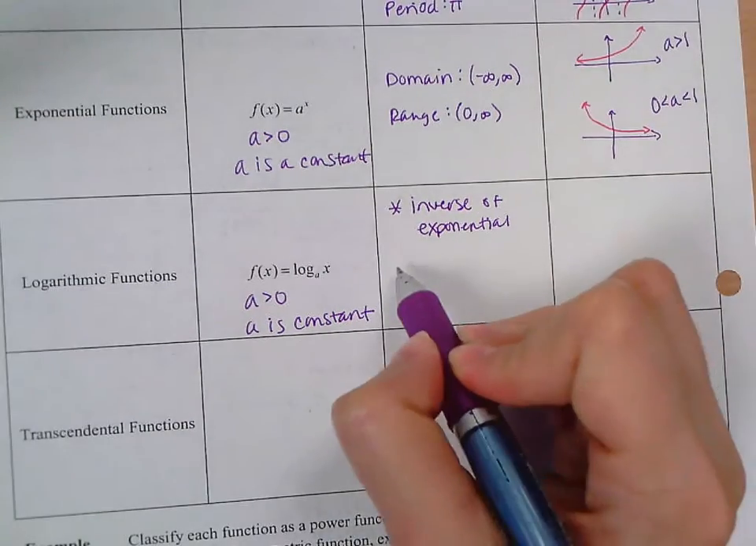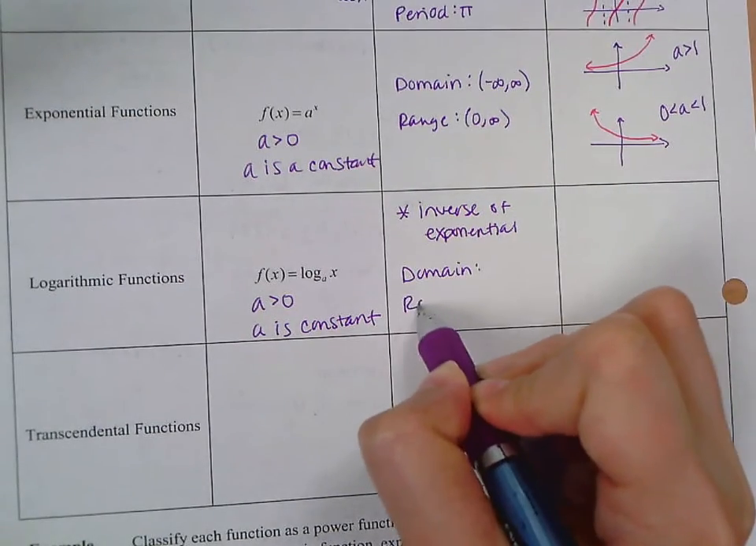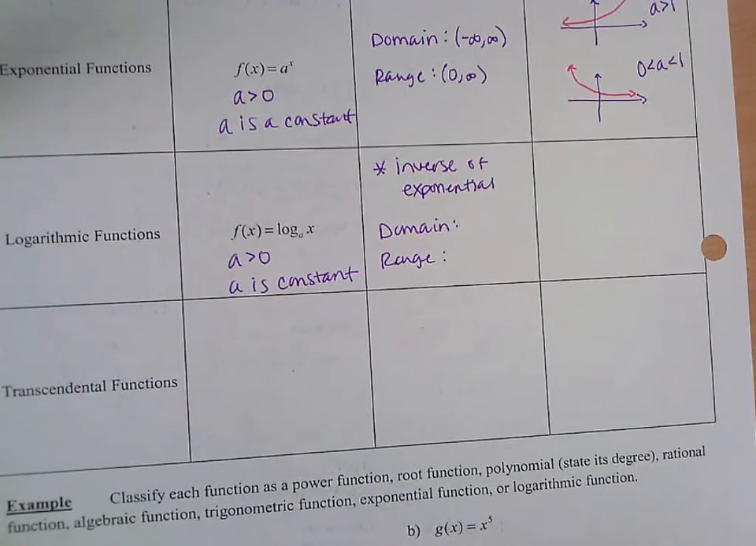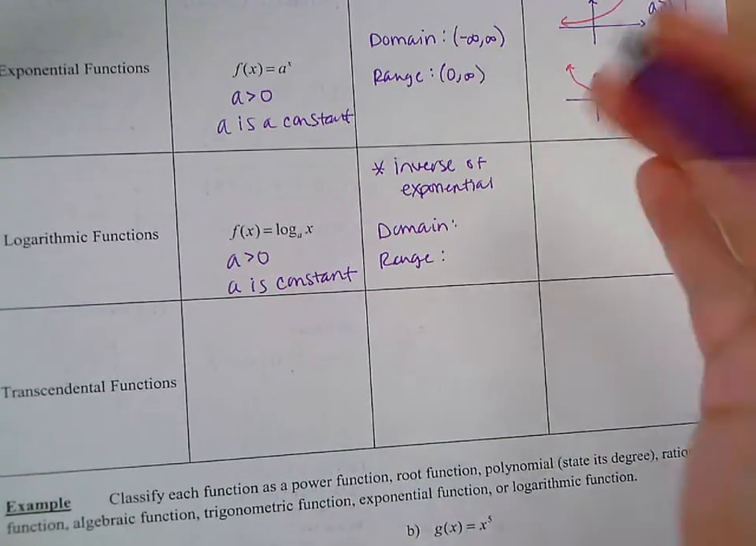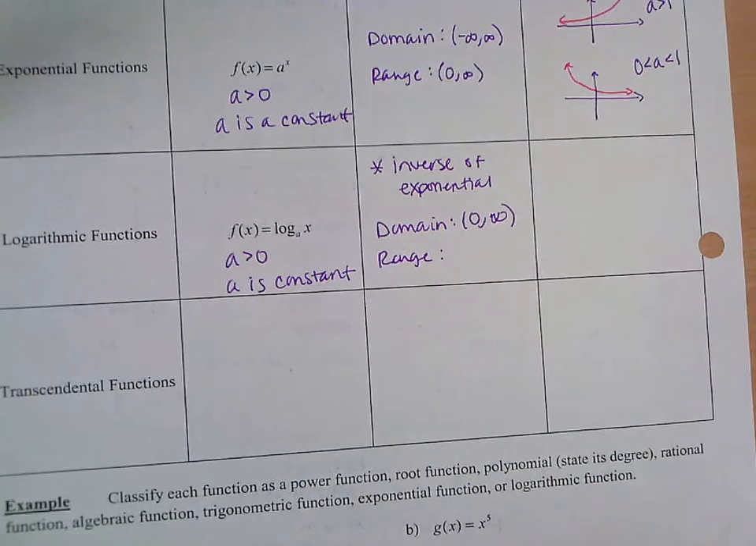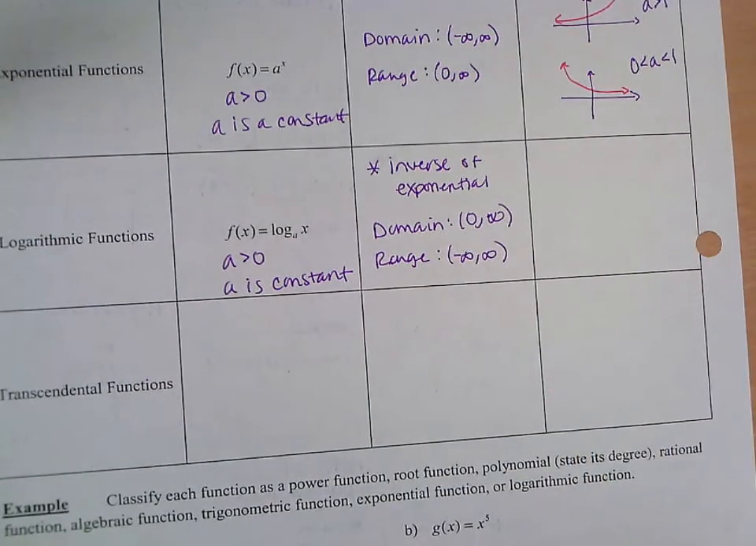So domain and range for logarithmic. How are domain and range between inverse functions related? It's a lot of review at once. They're flipped. So the domain for logarithmic is the range for exponential: 0, not included, to infinity. The range then is all real numbers. They're just switched. Input, output are switched.